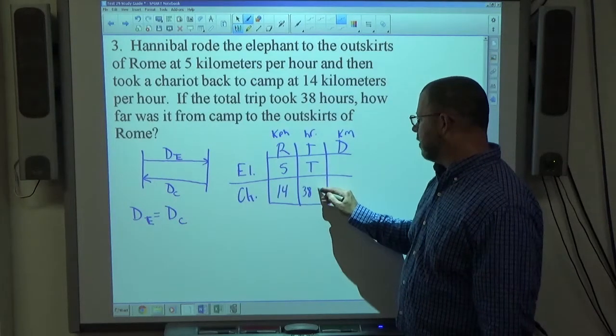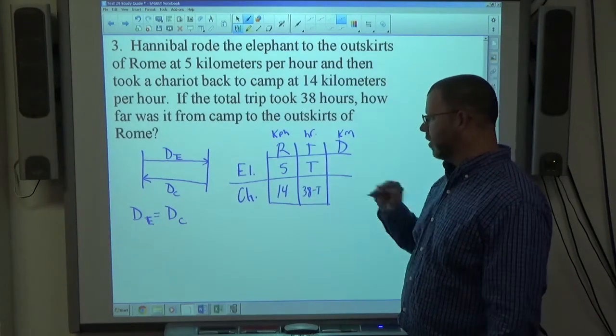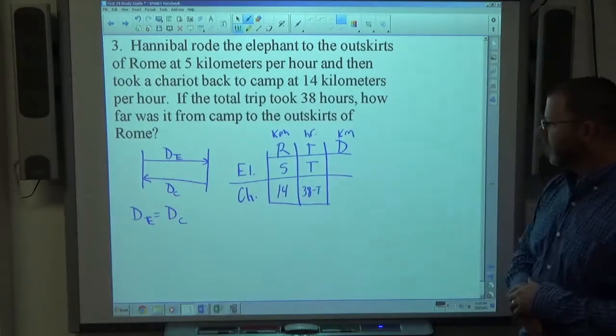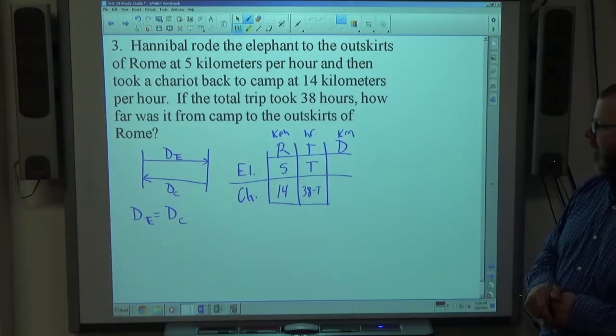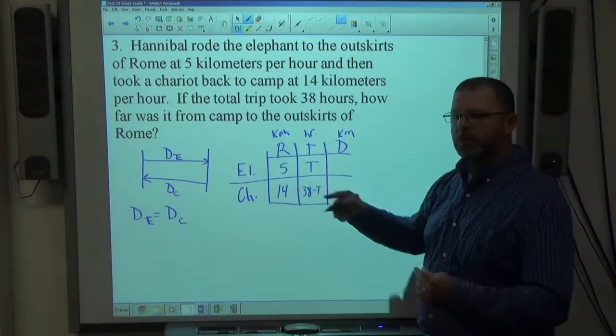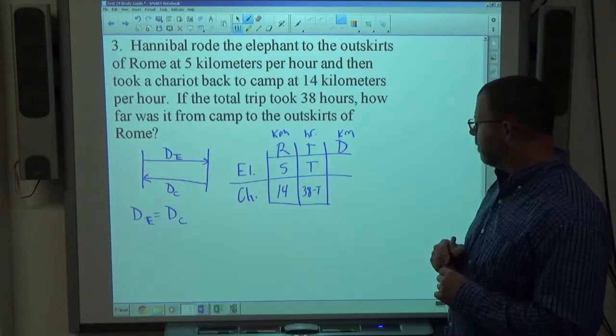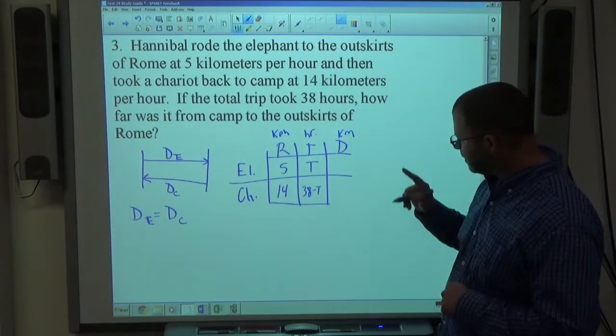38 minus t was left over. Or this took t hours, 38 minus t is left over. Doesn't matter which one's which, just wherever you put it. With how I set it up, t is going to represent the elephant's time. If you put t down here, t would represent the chariot time. That's the only thing that matters.